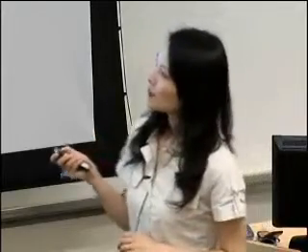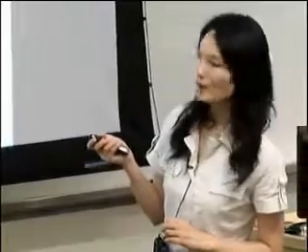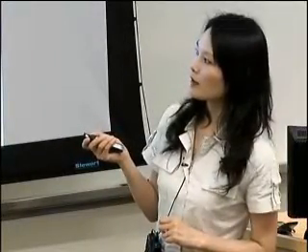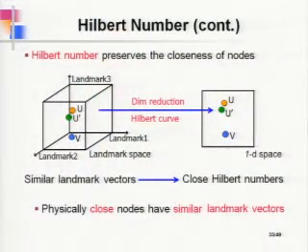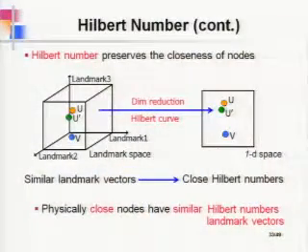We can see that in d-dimensional space, u is close to u prime but farther away from v. After the d-dimensional space is transformed to one-dimension space, u is still close to u prime but is farther away from v. That's the feature of the Hilbert curve. It can preserve the closeness of nodes in the dimension reduction, so similar landmark vectors will be transformed to close Hilbert numbers. Physically close nodes have similar landmark vectors, so they will have similar Hilbert numbers. If they have the same Hilbert numbers, they are physically close. If they have totally different Hilbert numbers, they are physically far away from each other.